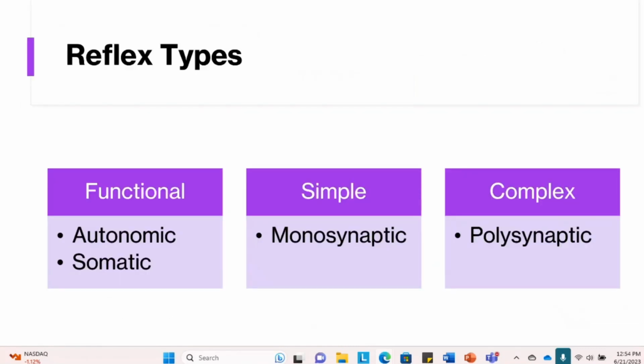So now let's talk about the different reflex types. So reflexes can be categorized into three main groups. They can be functional, simple, or complex. In the functional group, you have autonomic and somatic reflexes. And then you also have monosynaptic and polysynaptic for simple and complex.